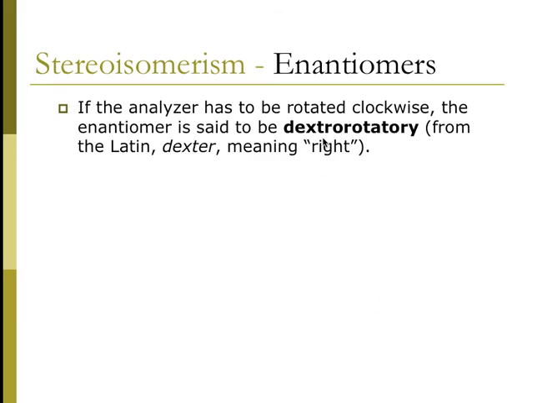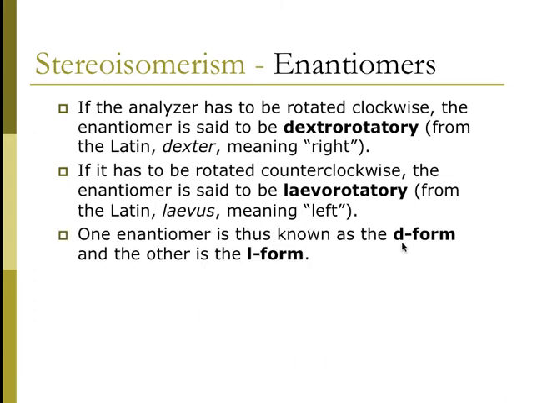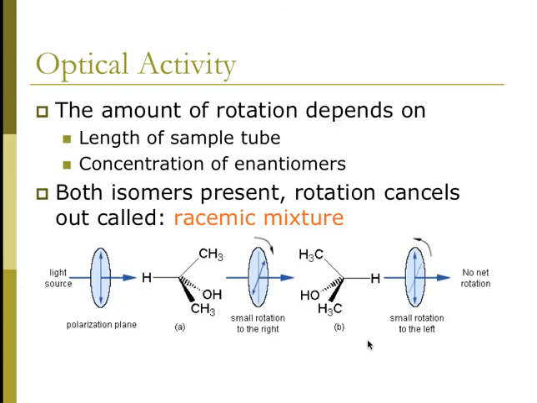If it's rotated clockwise, it is said to be dextrorotatory, from the Latin dexter, meaning right. And if it rotates the other way, it means left. One form is known as the D form, if it rotates to the right. The other is known as the L form. When we have both of the optical isomers in a mixture, it is known as a racemic mixture.